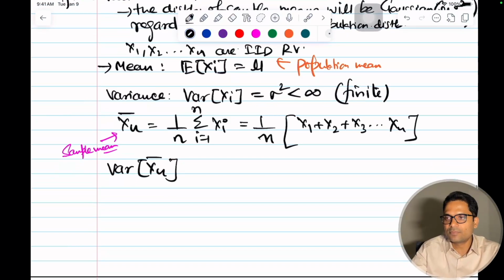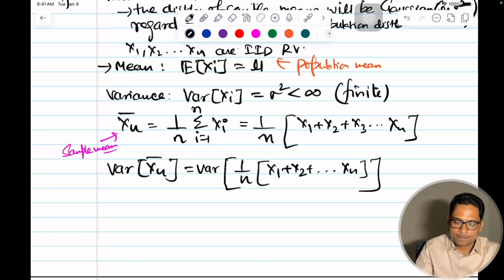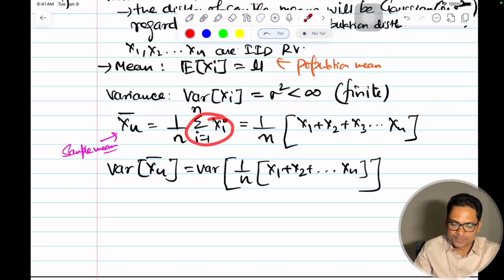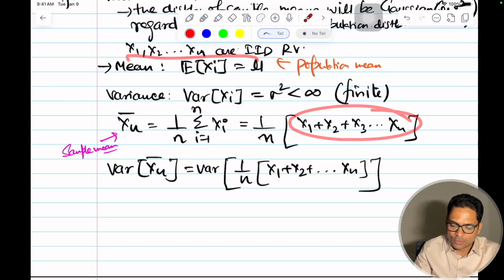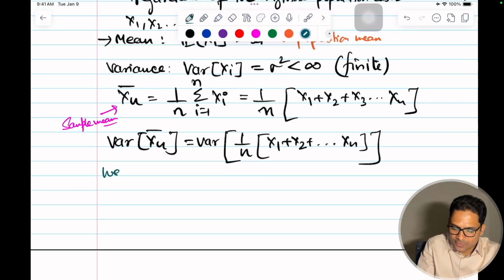For this, we have to calculate two things. We will apply two known theorems. This will be equal to the variance of 1 by n times x1 plus x2 plus, so on till xn. Xn bar is the average of all these, and I want to calculate the variance of this. So the two things we know already.